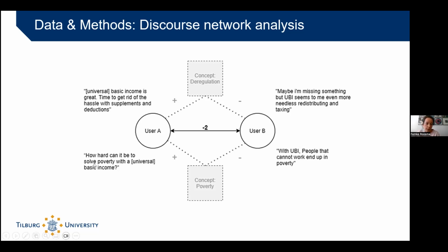Then with regard to poverty, user A would say, how hard can it be to solve poverty with a universal basic income? And we also looked at the context of this tweet. So this was a very positive reference to UBI, although it's a question. And then user B would argue that with UBI, people that cannot work end up in poverty, with a negative reference. So these two users have a quite strong connection because they debate on the same topics, but this connection is negative because they disagree upon UBI and specifically on certain arguments. So this is a strong but negative relationship.